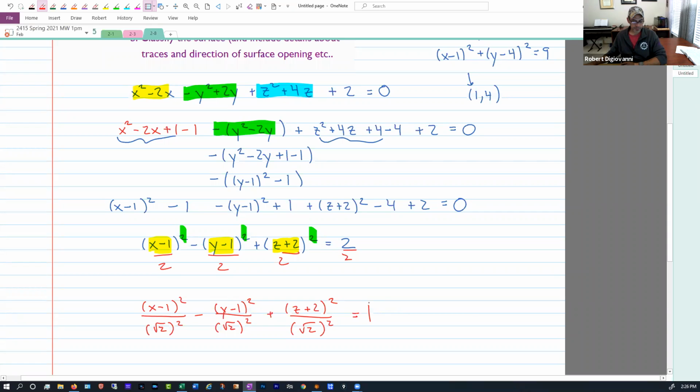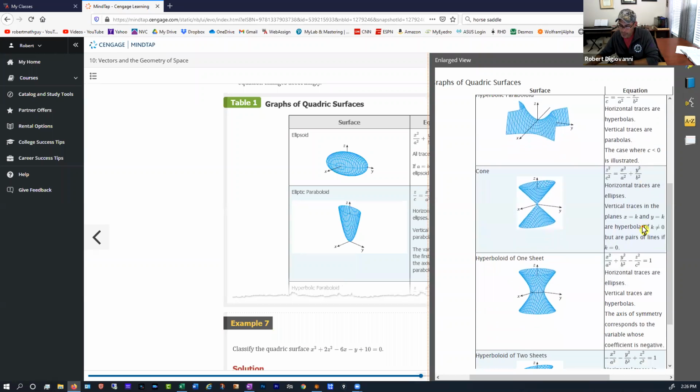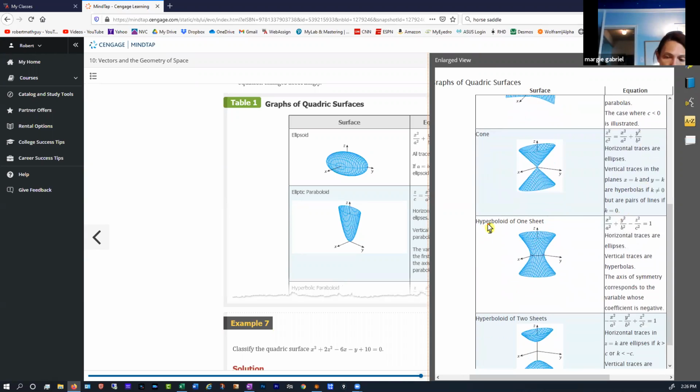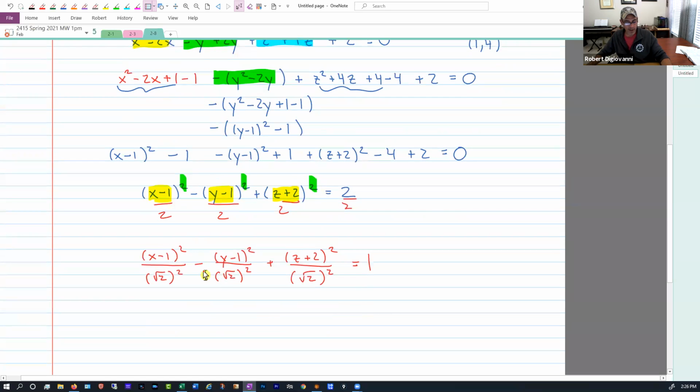Right? Do we have anything that's like that? A hyperboloid. What is it? Hyperboloid of one sheet. All three appear here. They're all squared. They're divided by some numbers equals one. We got subtraction on one of the two variables. And in this particular case, our subtraction occurs on the y.